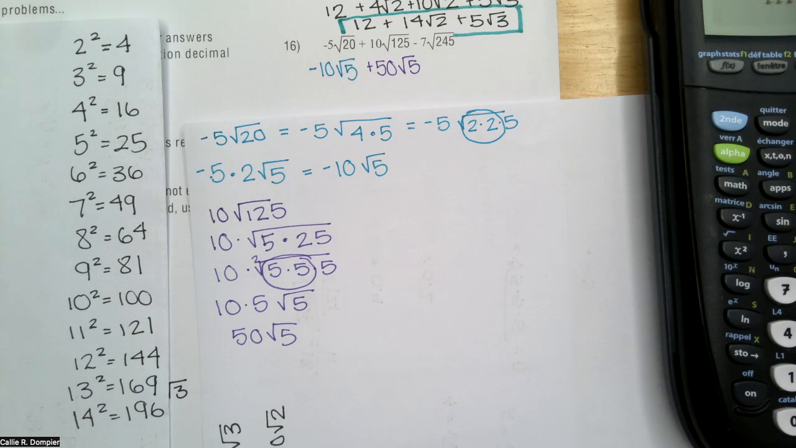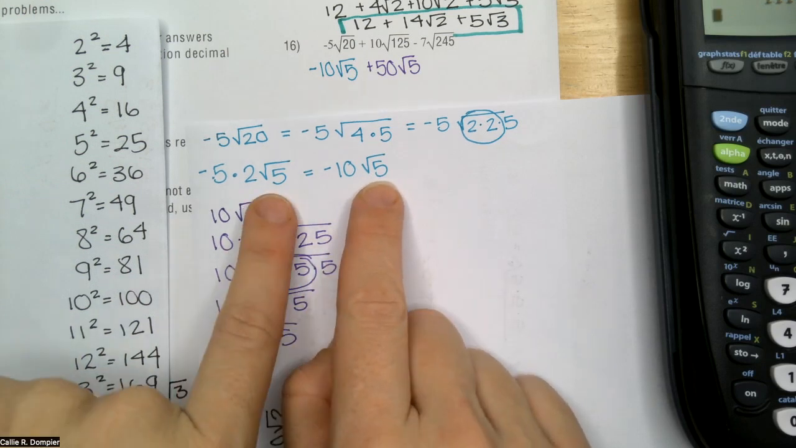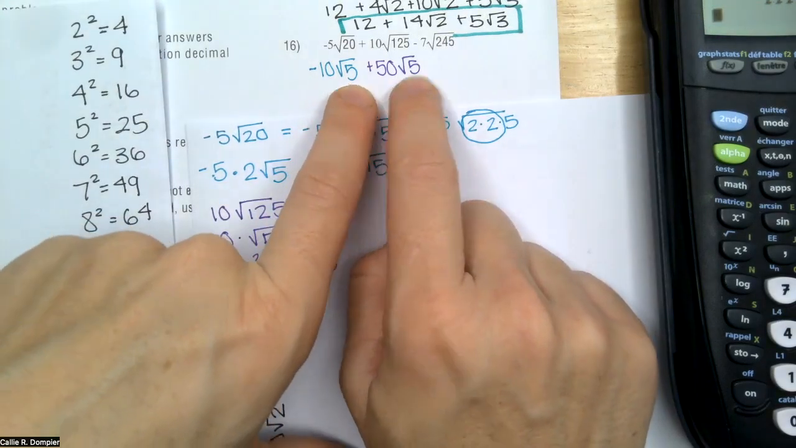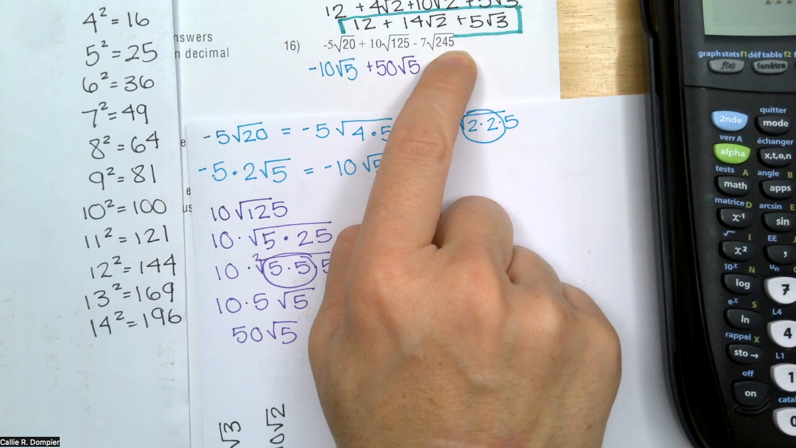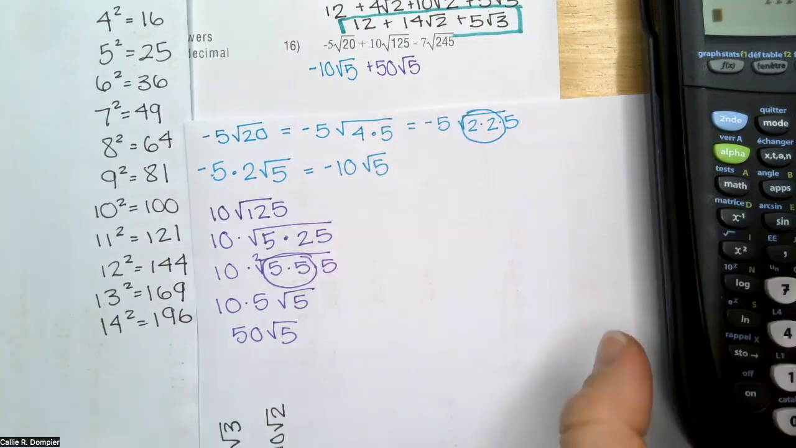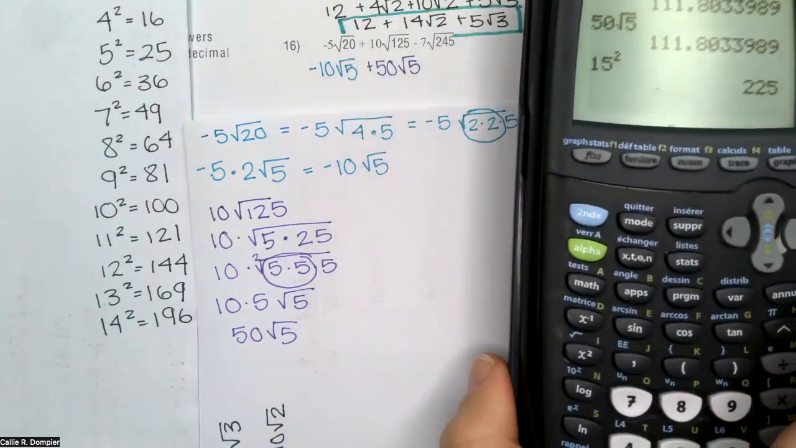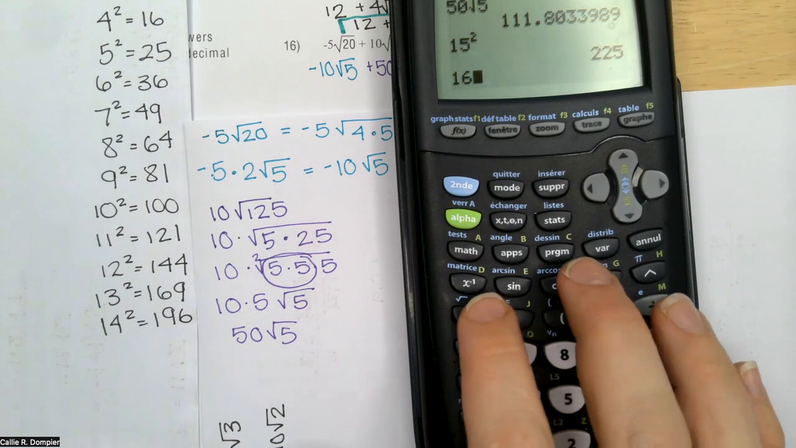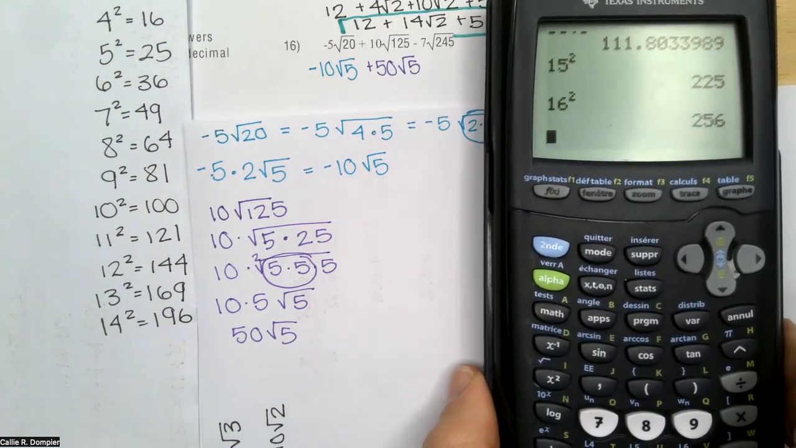And what you might want to do, since you know that you have a 5 under the radical, you might want to take 245. I don't think it's a perfect square. 15 squared is 225. 16 squared is 256. So it's not a perfect square, right?